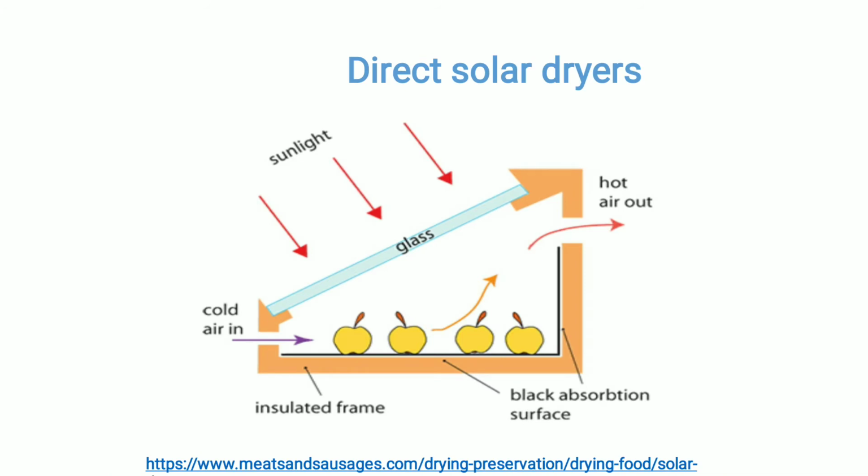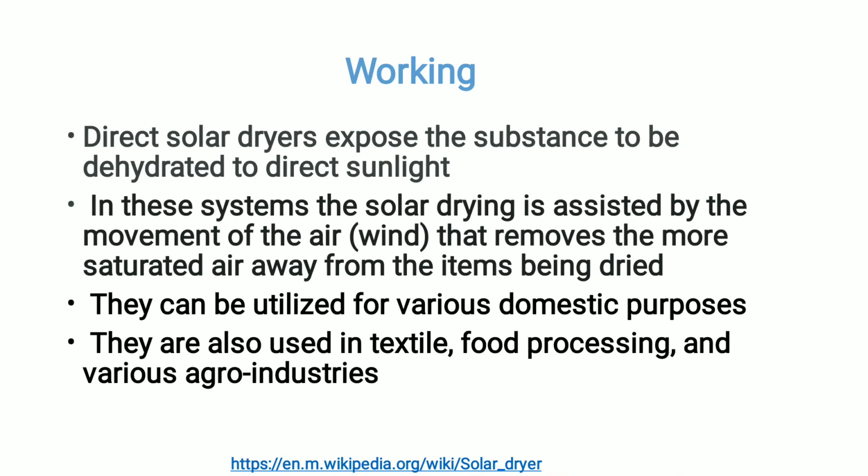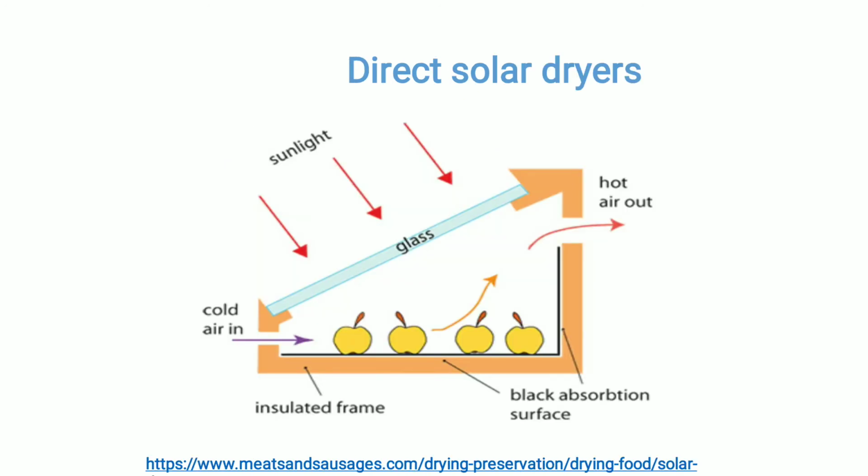Now the direct solar dryers. We see in the figure how the sunlight is coming and falls on the glass, and the material to be dried is kept at the bottom of the glass, and a black surface, which is an absorption surface, and this orange one is an insulated frame. The cold air comes in and the hot air is going out.